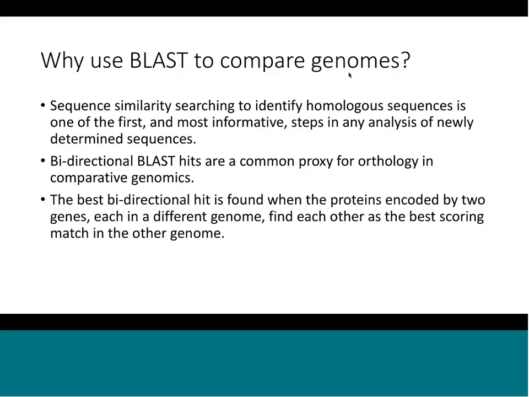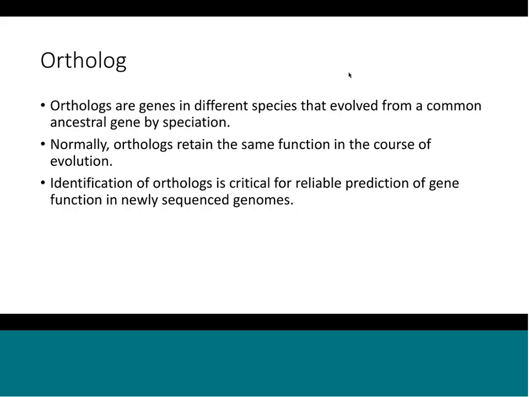Bidirectional BLAST hits, which is what the proteome comparison tool uses, are commonly used as a proxy for defining orthology in comparative genomics. So looking at gene families and trying to decide which genes belong together. The best bidirectional hit is found when the proteins encoded by the 2 genes, each in different genomes, find each other as the best scoring match in the other genome. And I have a cartoon of this in a little bit to show you what I mean by that, because sometimes people are a little bit confused about bi and unidirectional BLAST hits.